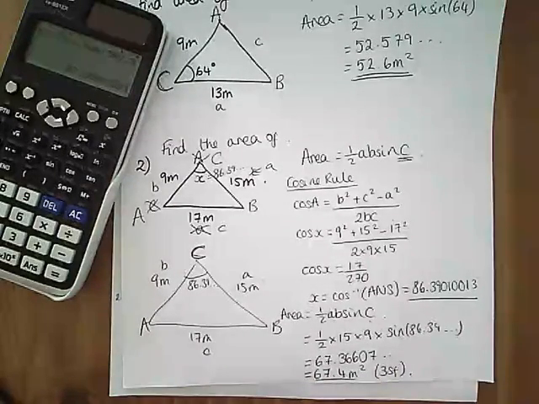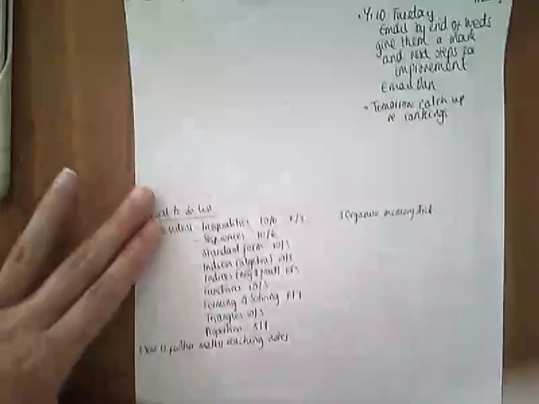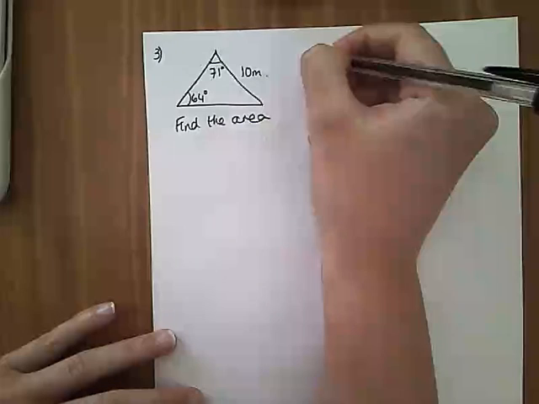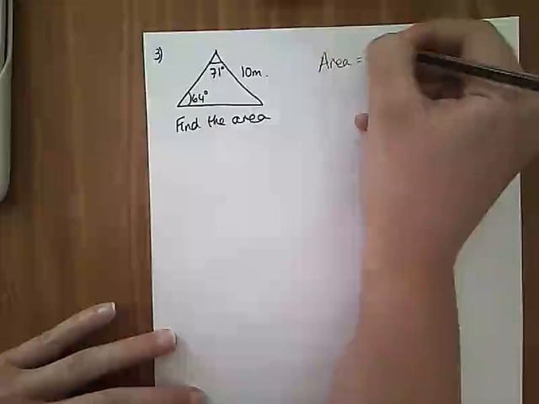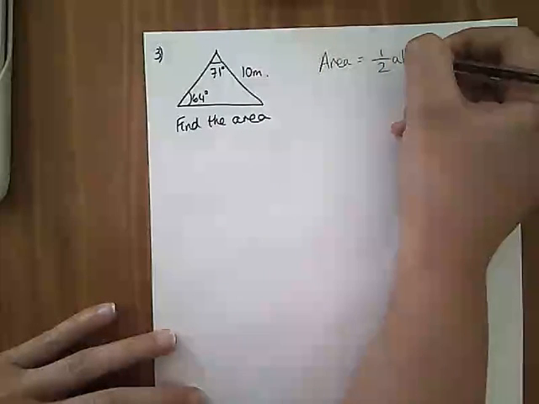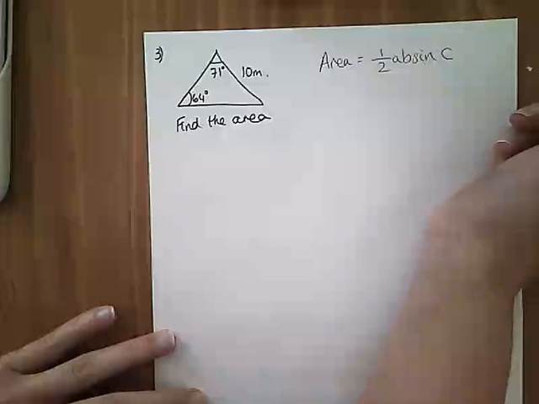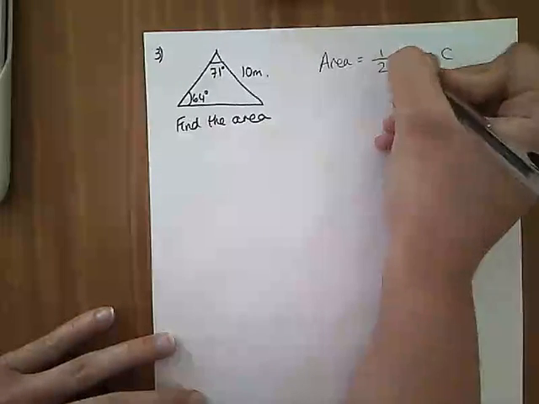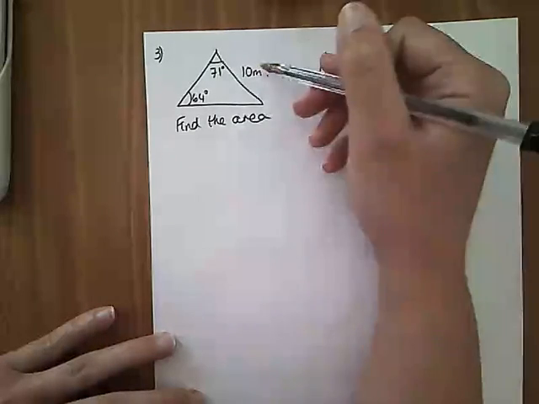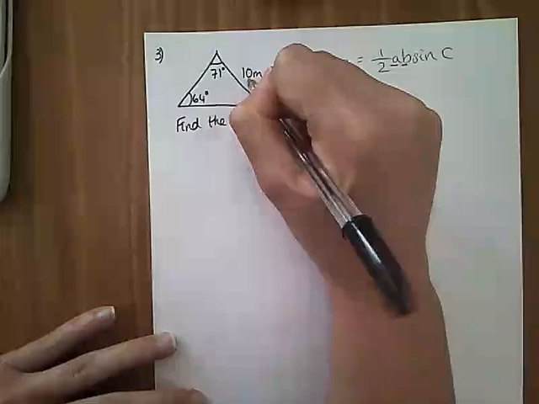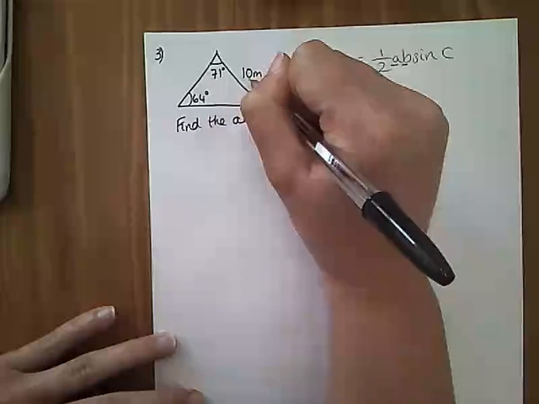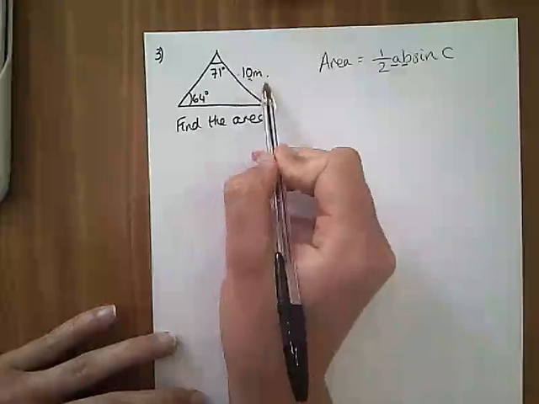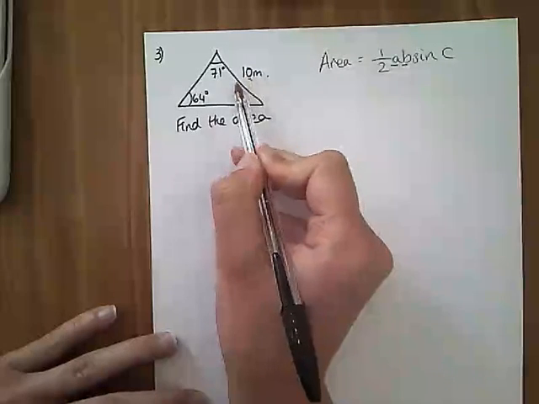Okay, right, let's do one more example then, finding the area. So here we are given another triangle. We're going to start off with area being a half AB sine C. Now in this formula we need two sides, little a and little b. The problem is we only have one side. We've got two angles and we have one side. So we're going to have to try and find another side.